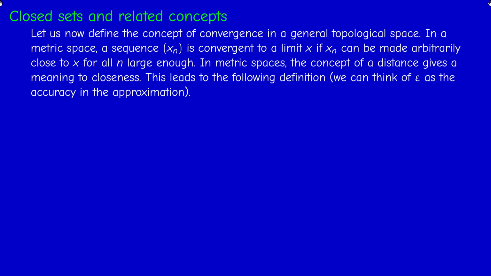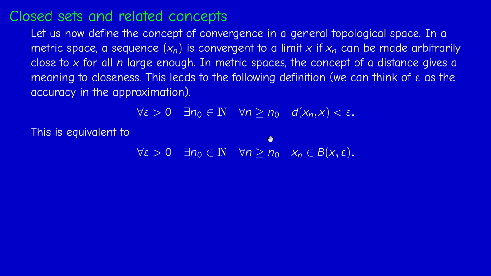And this is given by the following condition that you know from first year. So we say that xn converges to x if for every epsilon positive, there is a certain rank starting from which the distance between the elements of the sequence and the limit is less than epsilon. So we can think of epsilon as being the accuracy of the approximation. Okay, so this is the definition.